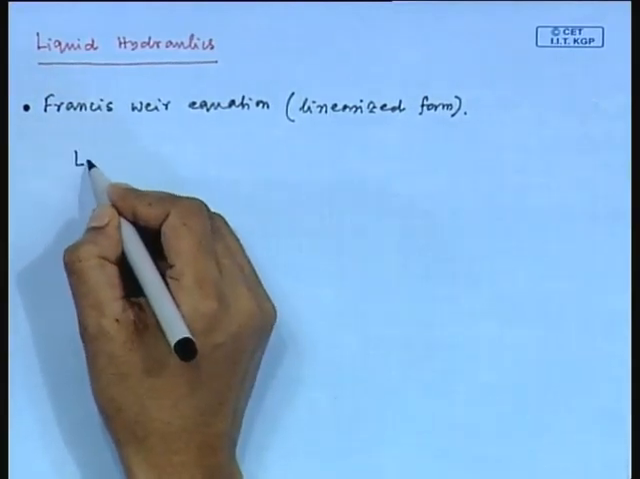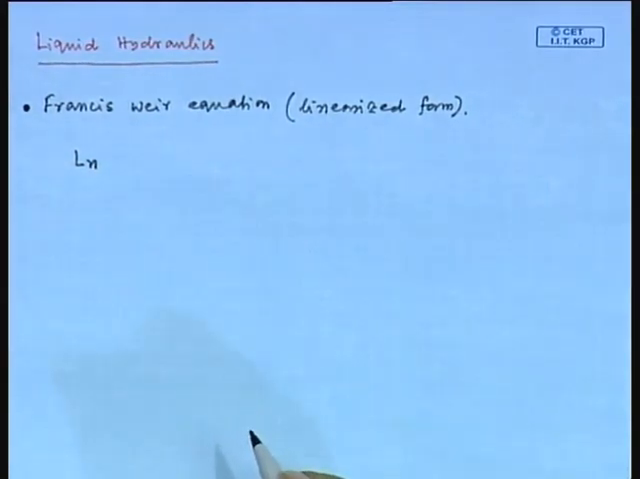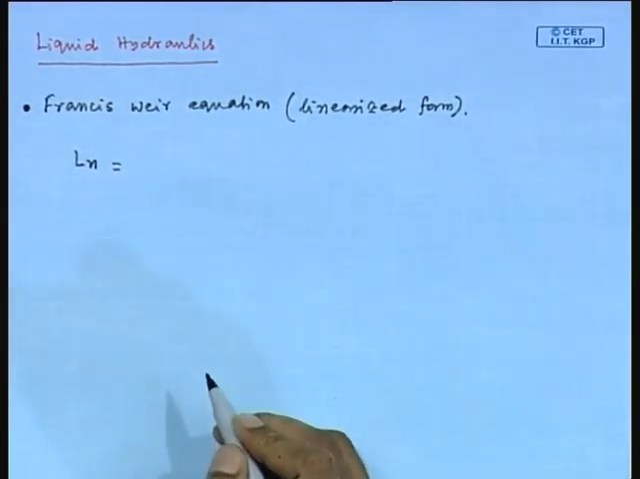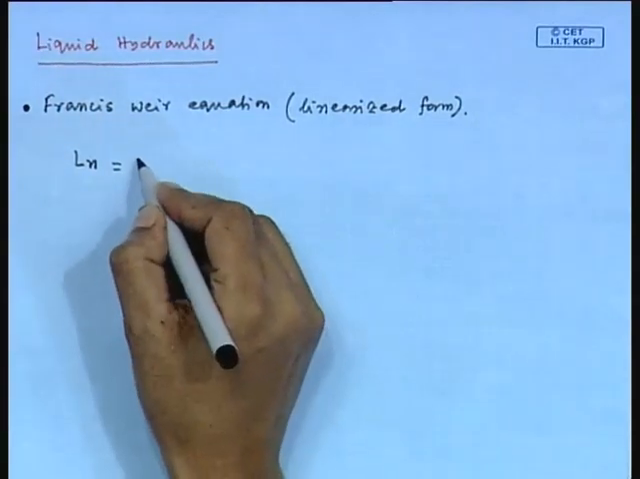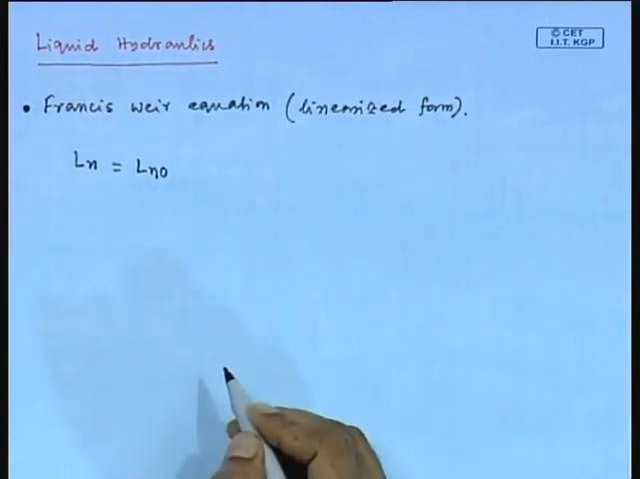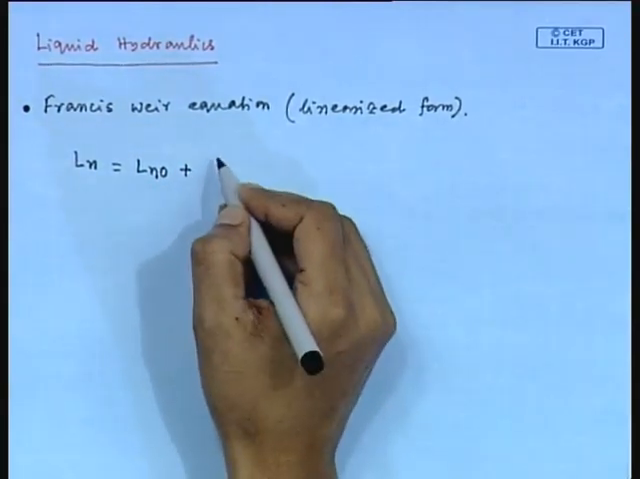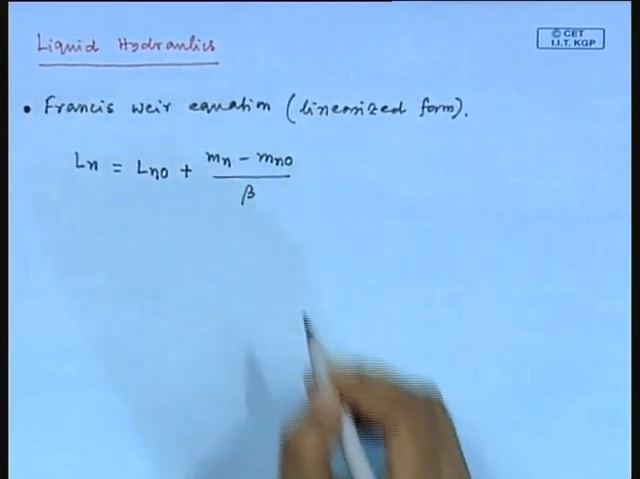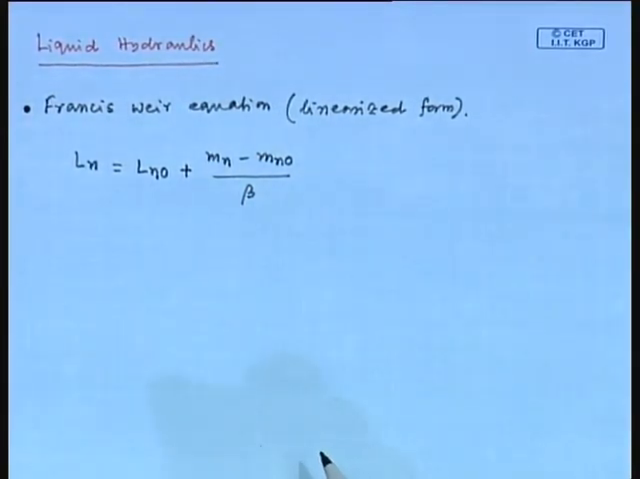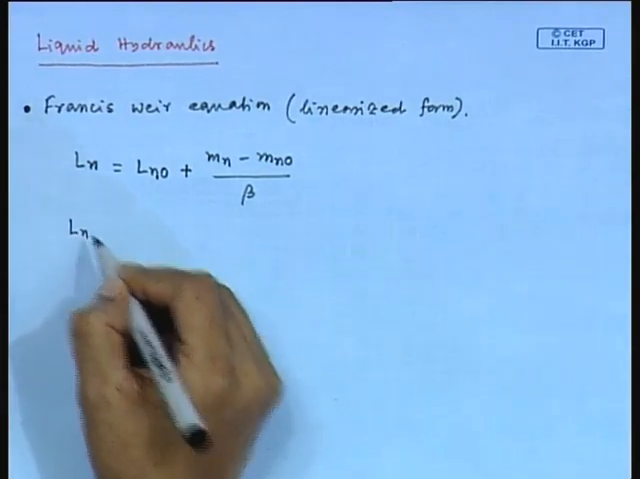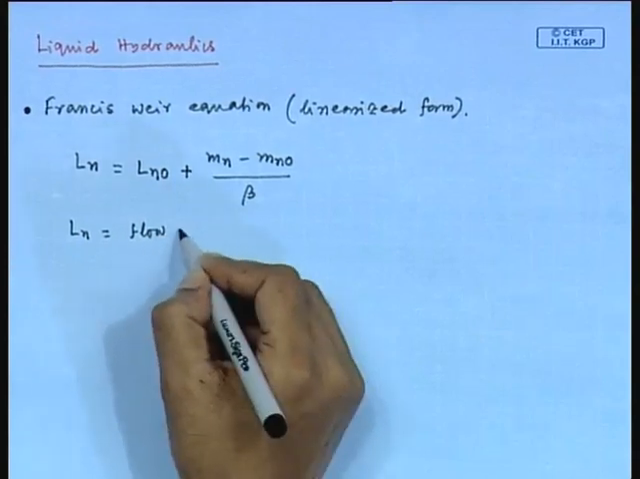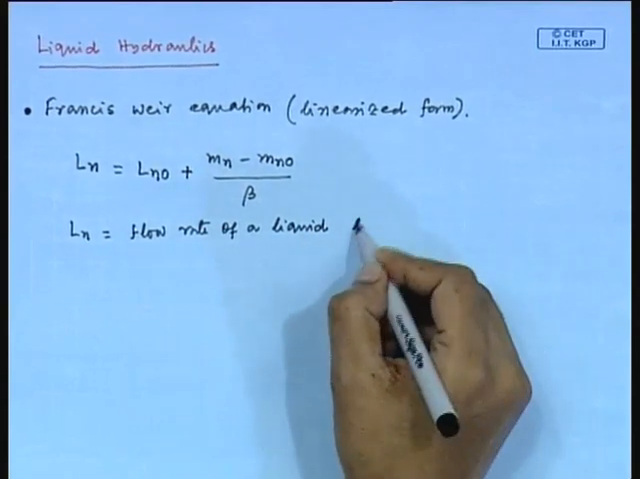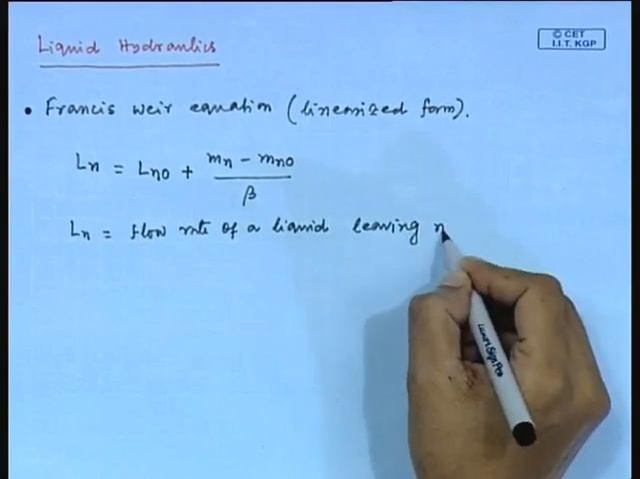So if Ln is the flow rate of a liquid leaving the nth stage, then the Francis Weir equation correlates Ln equals Ln naught plus Mn minus Mn naught divided by beta. This is the Francis Weir form, where Ln is the flow rate of a liquid stream leaving the nth stage.